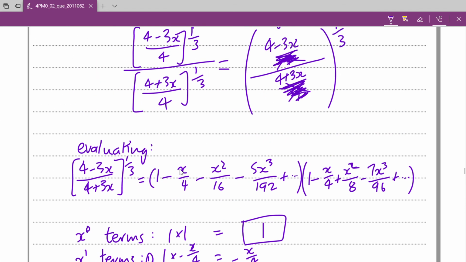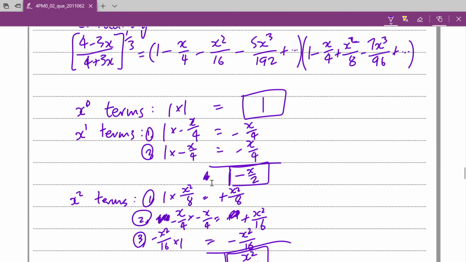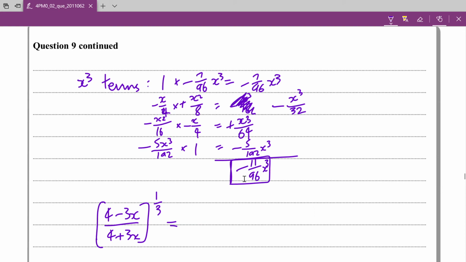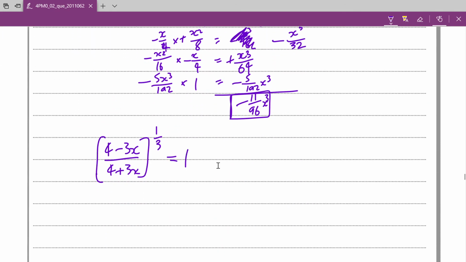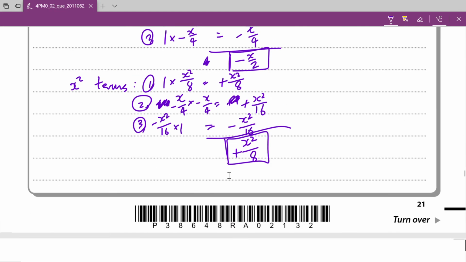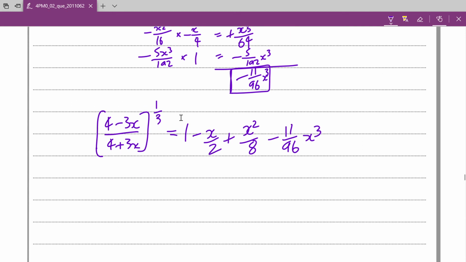So ultimately, after summing up the terms we get from multiplying these two brackets out, we get that the expansion of the fraction (4 minus 3x) over (4 plus 3x), to the power of 1/3, is going to be equal to 1 minus x over 2 plus x squared over 8 minus 11 over 96 x cubed. Alright, so we can box that. That is our answer for part D.